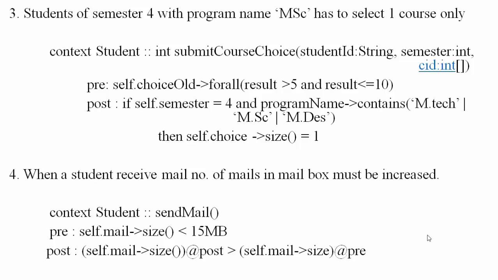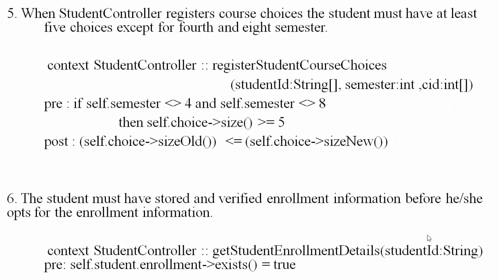In that again our precondition would be size of mailbox should not exceed 15 MB, and post condition would be after mail has been received, mailbox size should be increased, that is greater than before receiving mail. Fifth, when student controller registers course choices, the student must have at least 5 choices except for 4th and 8th semester. So context would be student controller and method register student course choice will be chosen.